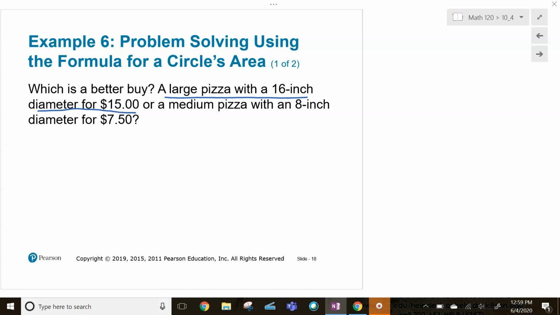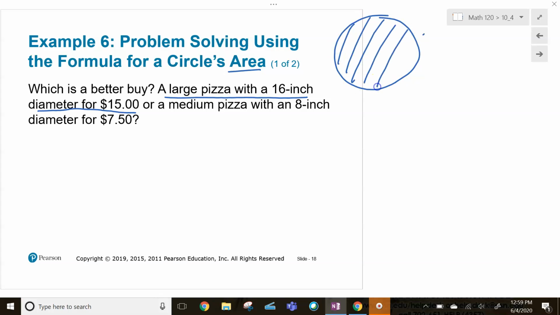So here we want to know the cost considering the area, right? How much pizza am I getting? In other words, per square inch. So if I have a pizza, how much does one of these square inches cost? That's what I really want to know, and then I know the better deal. So the first thing we need to do is find the area of these. Let's do the area of the large one, and then we can get to our unit cost.